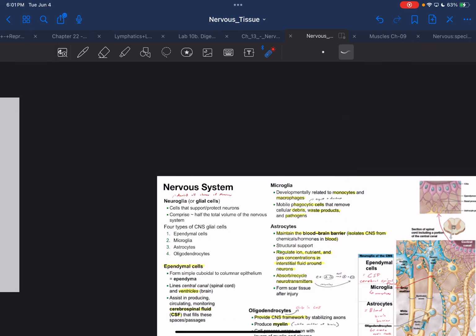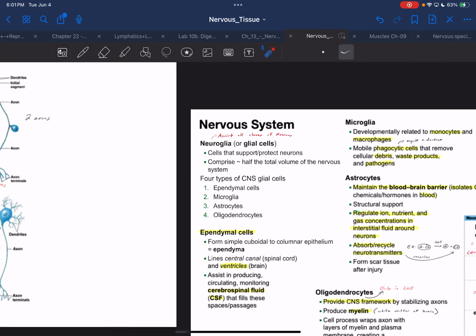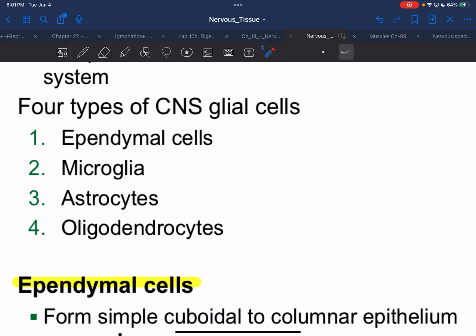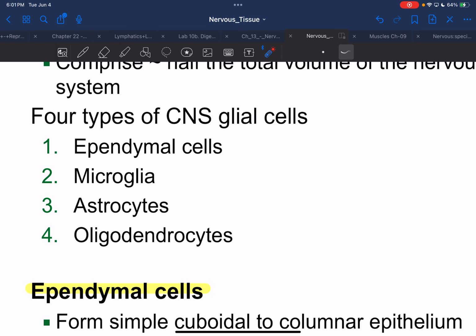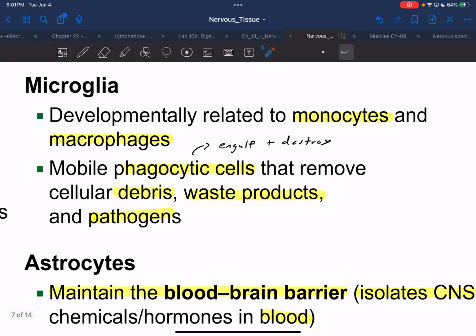In other words, these four cells, ependymal cells, microglia cells, astrocytes, the ones that we're going to learn next, they support these cells. They support these classes of neurons. And so these cells, to start, we start with our microglia. Microglia are something you already know what they are. They are monocytes and macrophages. They are white blood cells that engulf to destroy.